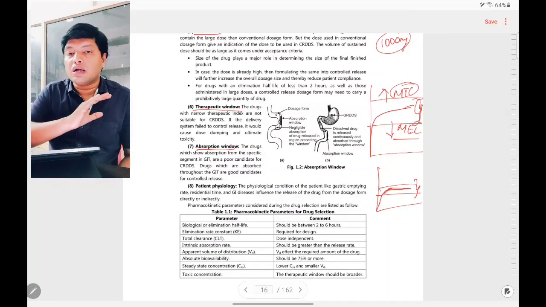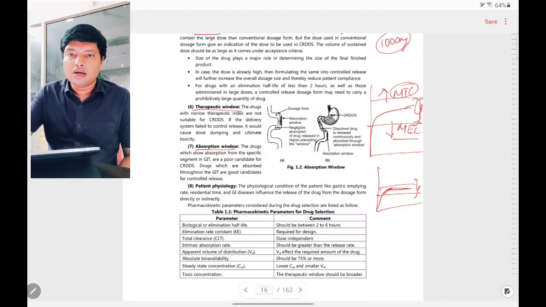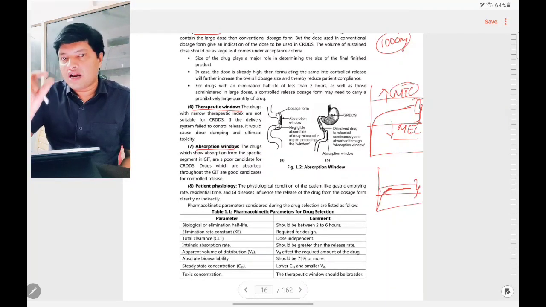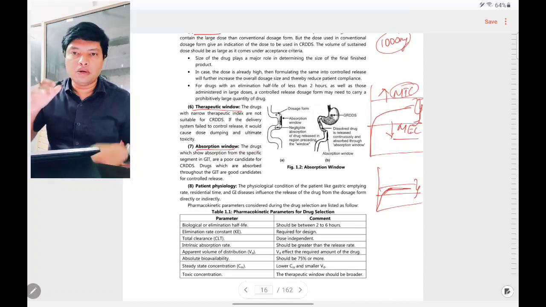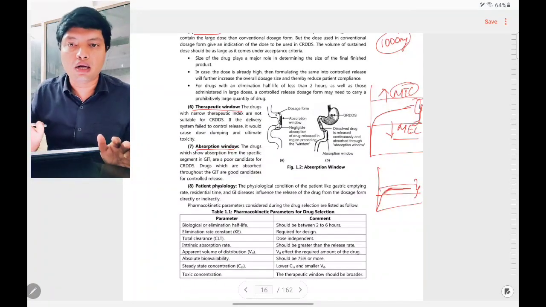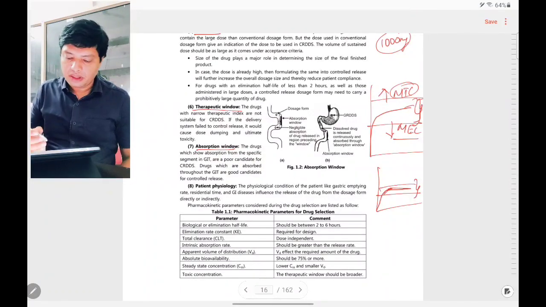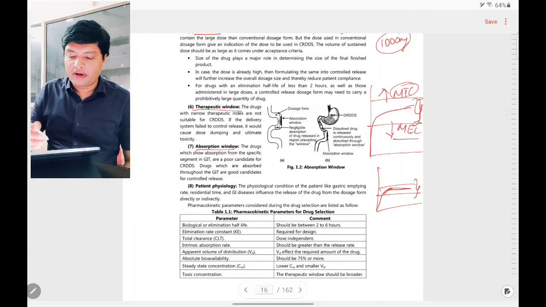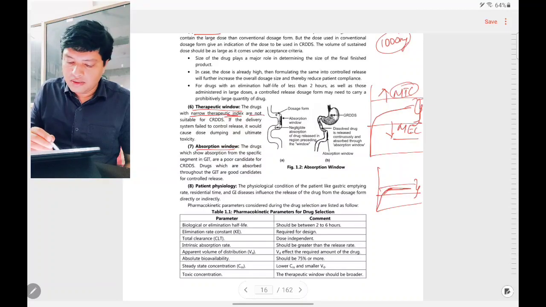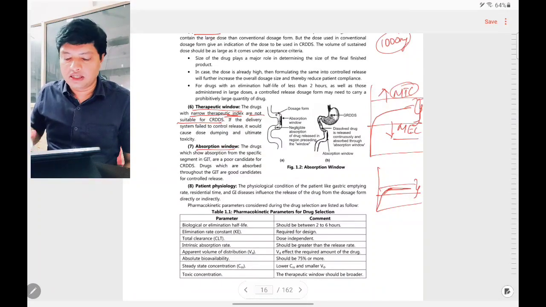In such case, those are not good candidates for formulating controlled drug delivery system. So drugs with narrow therapeutic window are not recommended, only the drugs with good therapeutic window are recommended here. You should have good therapeutic window. So drugs with narrow therapeutic window or index are not suitable for controlled release drug delivery system.